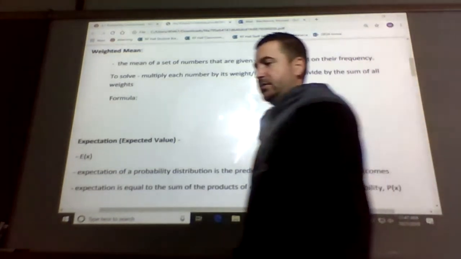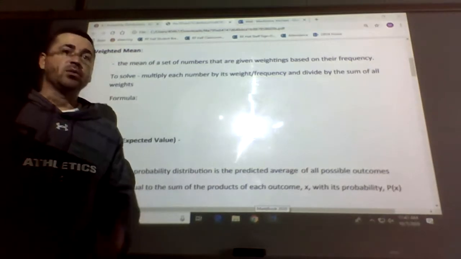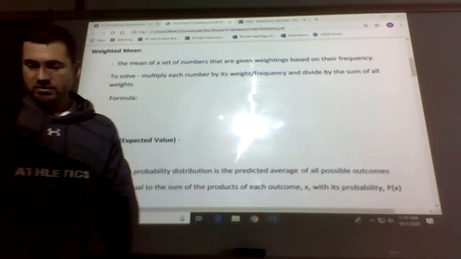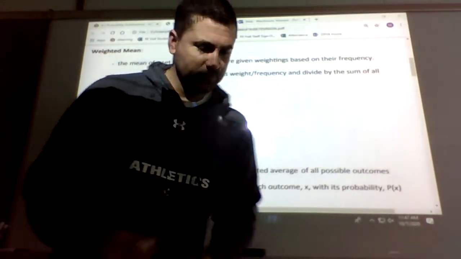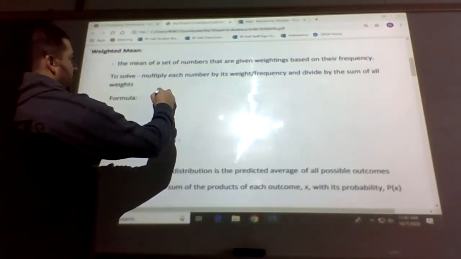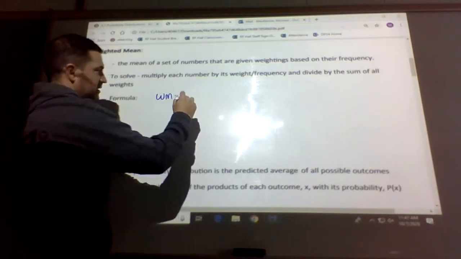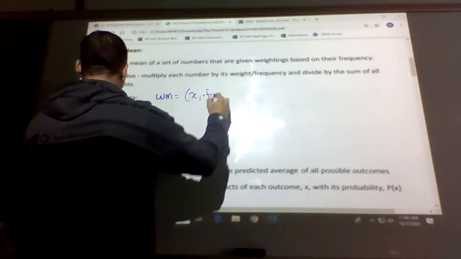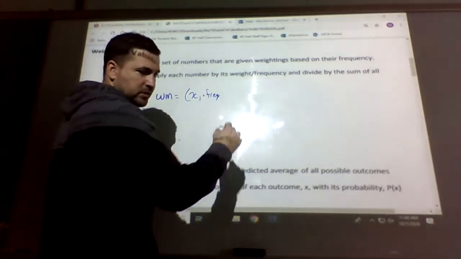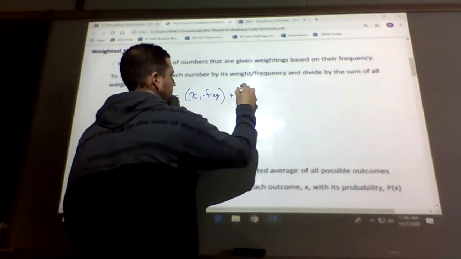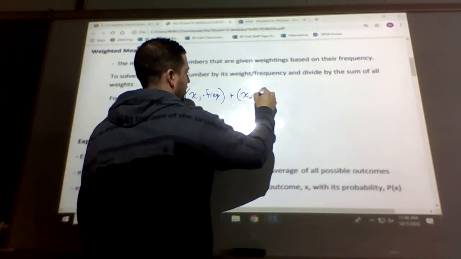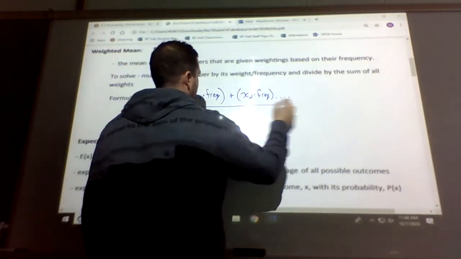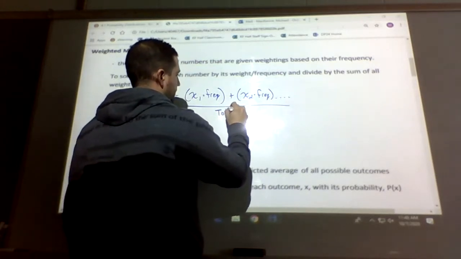Okay, weighted mean. This is actually how your mark is calculated. It's through a weighted mean. So let's just write the formula out here. Weighted mean is equal to your x1 times the frequency, plus x2 times its frequency, and so on, divided by the total frequency.